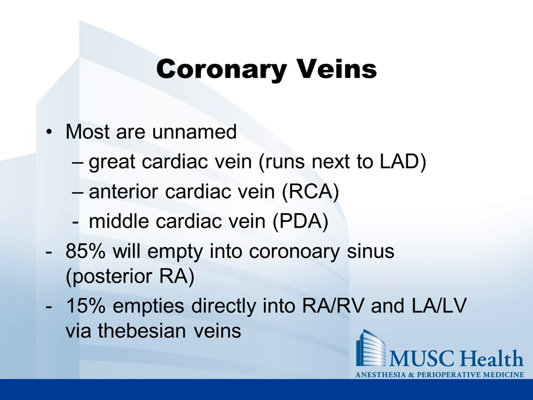Your coronary veins are also important because they drain blood back into the heart. Most of them are unnamed. You have the great cardiac vein, which I guess is probably the biggest vein. It does run sort of parallel with the LAD. You do have an anterior cardiac vein that pairs up with your RCA, the middle cardiac vein, which pairs up with your posterior descending. And 85% will mostly empty into the coronary sinus, sorry, that's misspelled, in your right atrium. And then some will directly empty into your ventricle via the Thebesian veins.